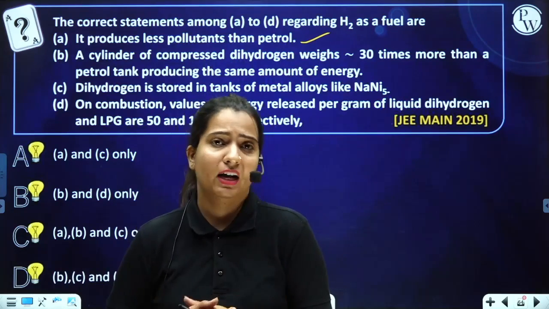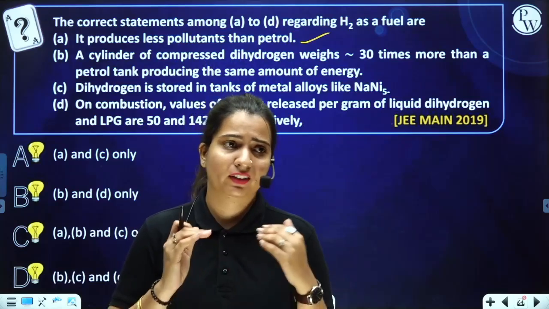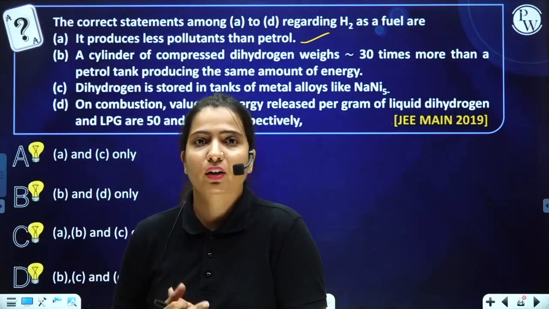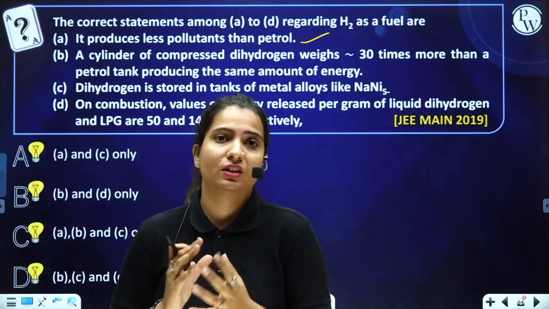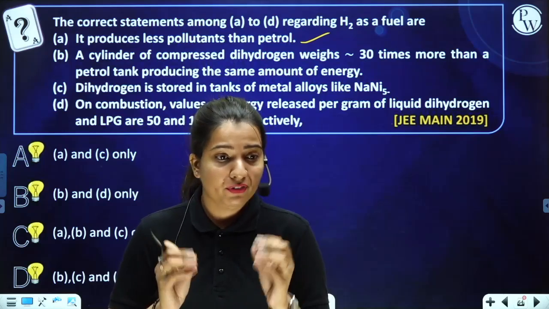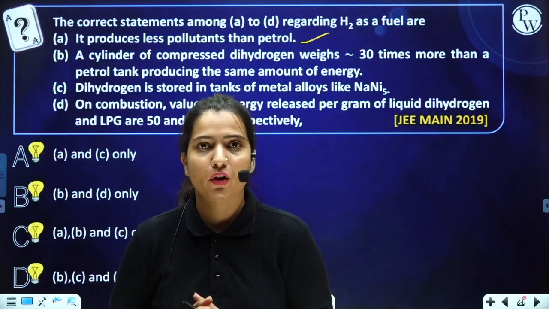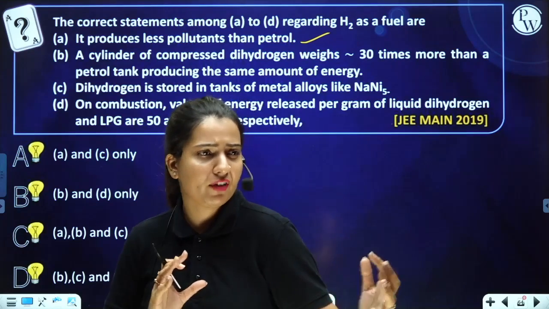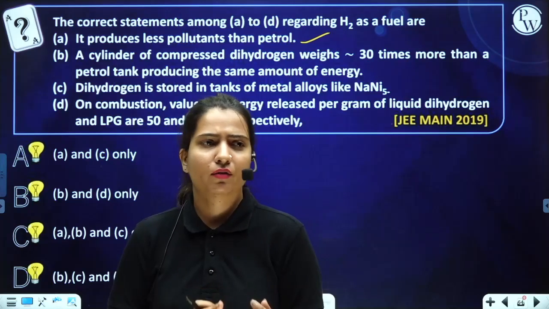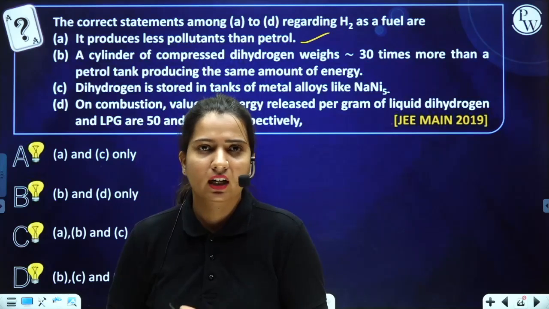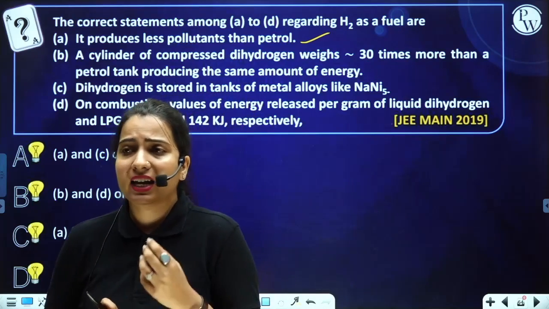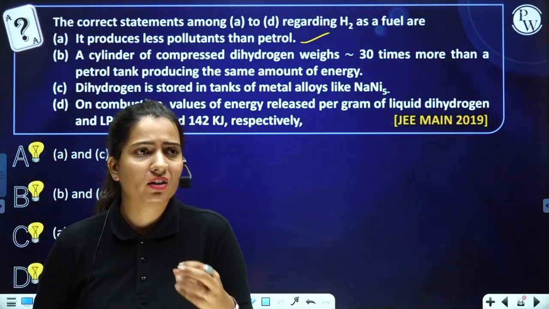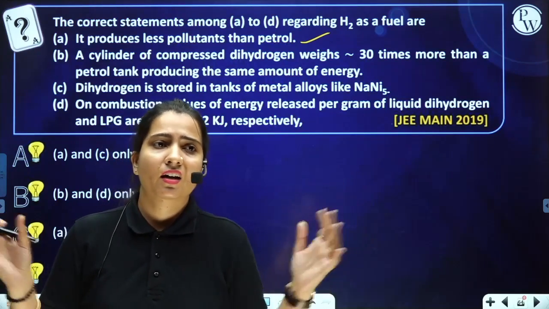For the liquid form, we have to apply very high pressure for the conversion of the H2 gas to the H2 liquid form. So very high pressure is used. Tanks are filled with hydrogen gas in the liquefied form at very high pressure. If by any means the tank is exploded and the pressure is released, there will be a very massive explosion.